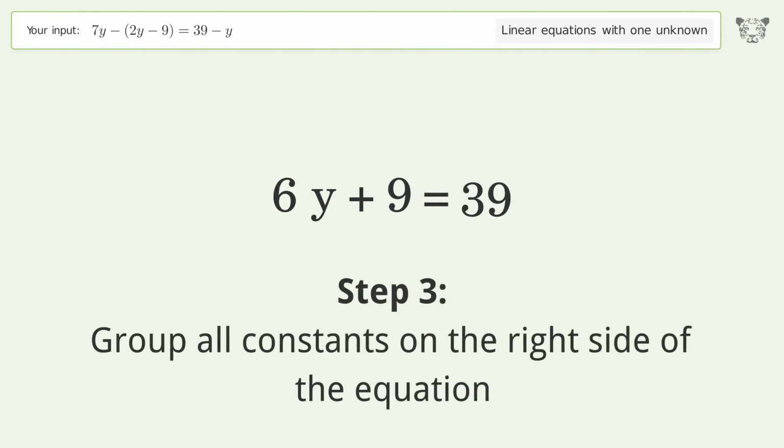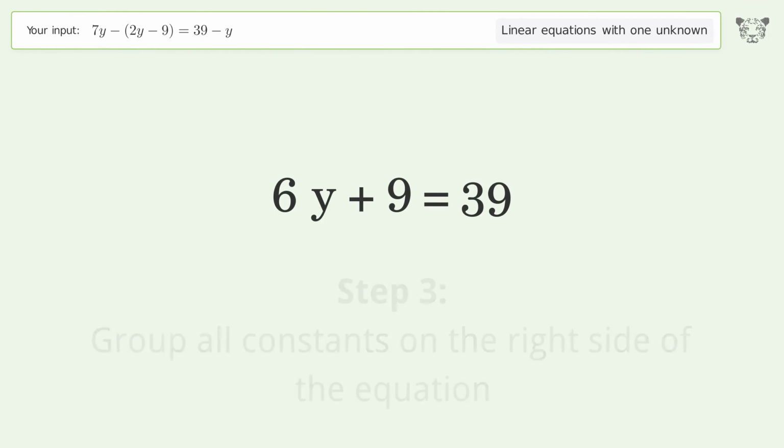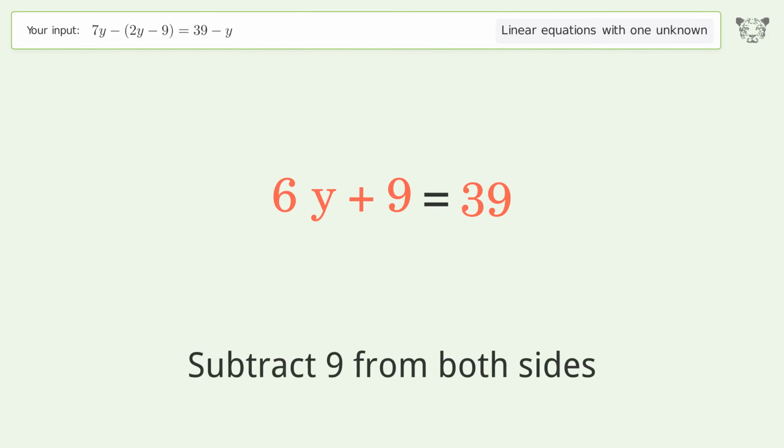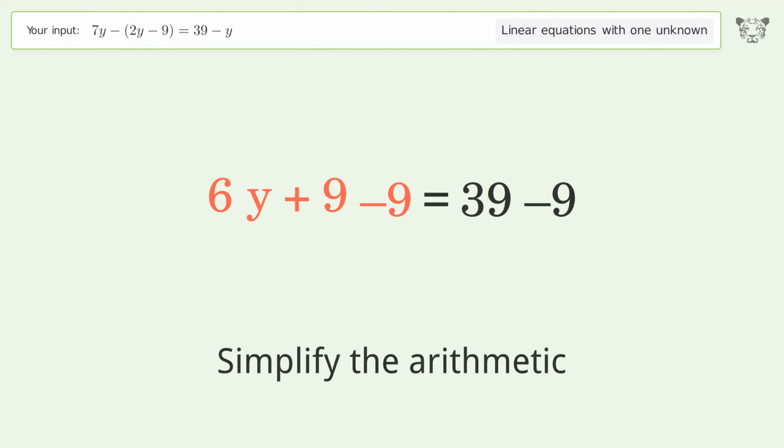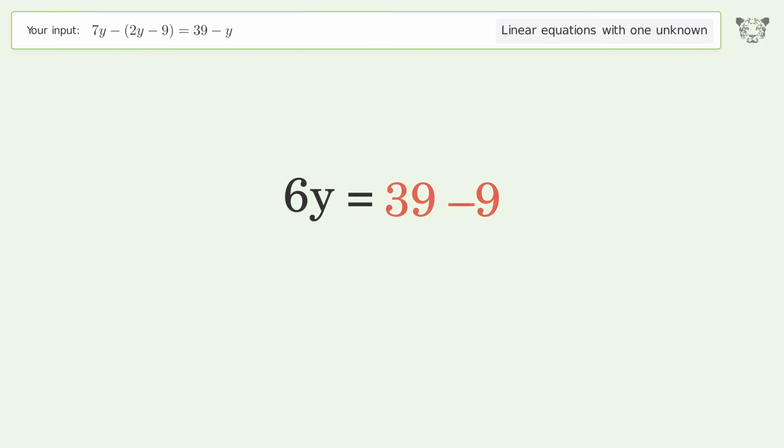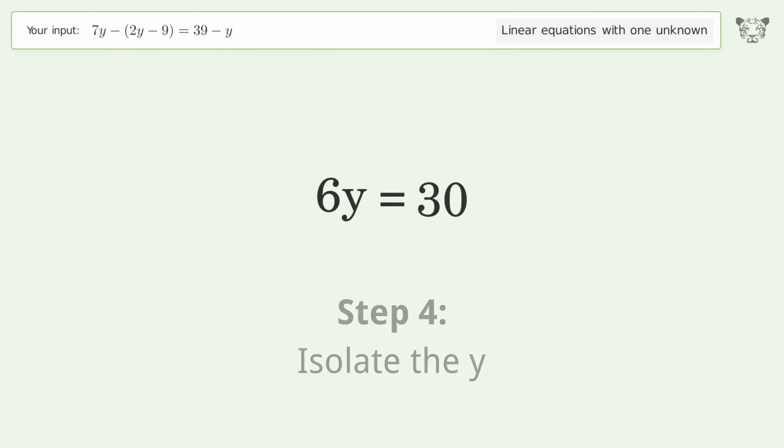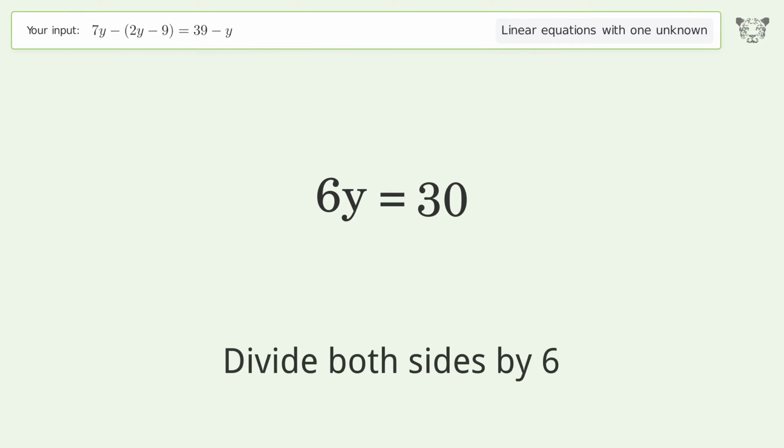Group all constants on the right side of the equation. Subtract 9 from both sides. Simplify the arithmetic. Isolate the y. Divide both sides by 6.